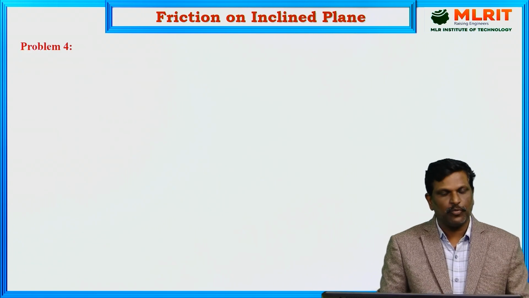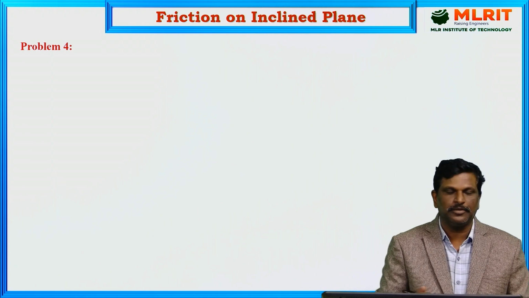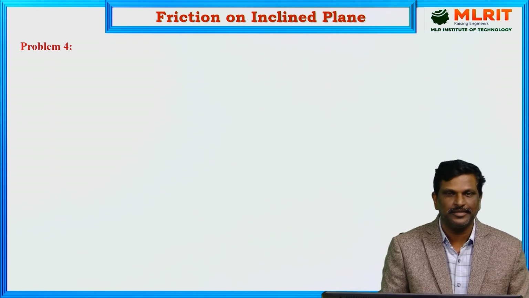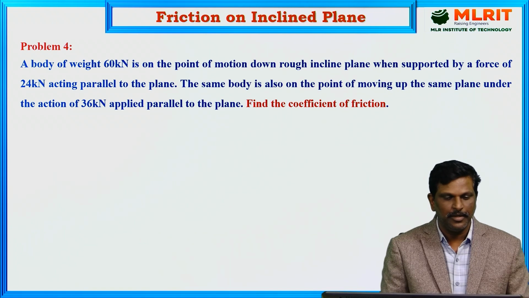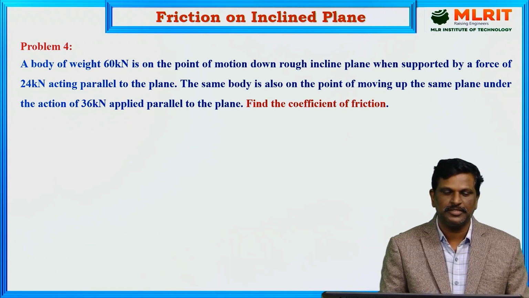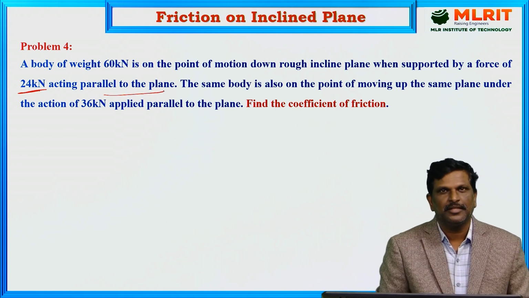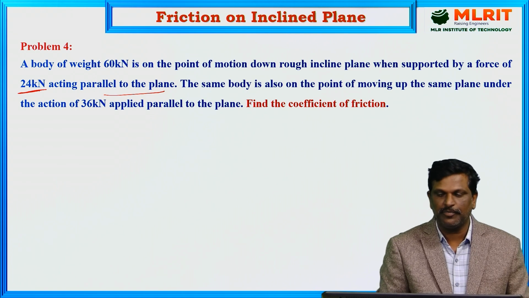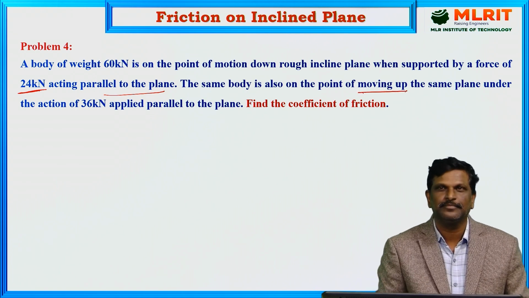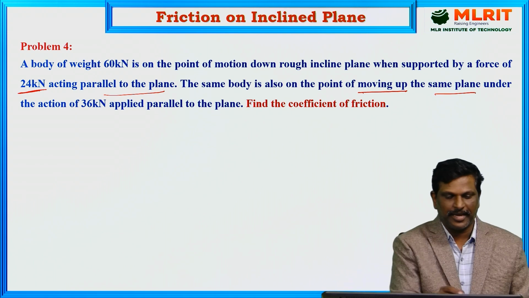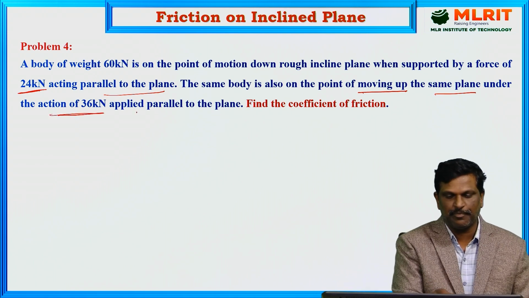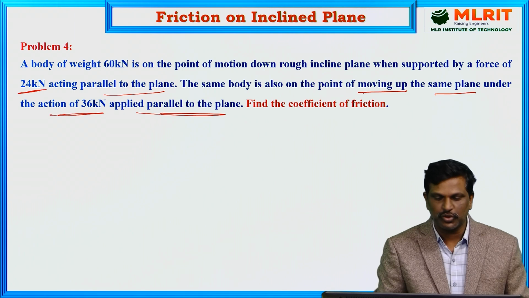Now look at another problem to understand the concept of friction on an inclined plane. A body of weight 60 kilonewtons is on the point of motion down a rough inclined plane when supported by a force of 24 kilonewtons parallel to the plane. The same body is also on the point of moving up the same plane under the action of 36 kilonewtons applied parallel to the plane. Find the coefficient of friction.